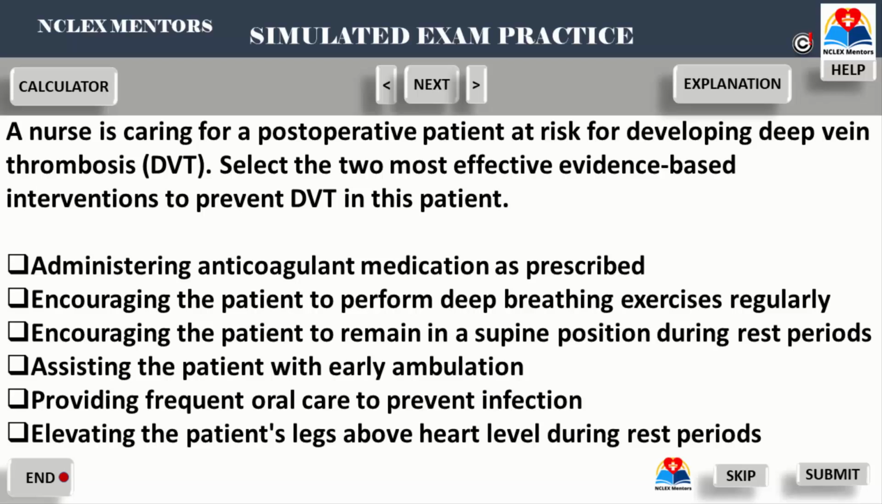Options: administering anticoagulant medication as prescribed, encouraging the patient to perform deep breathing exercises regularly, encouraging the patient to remain in a supine position during rest periods, assisting the patient with early ambulation, providing frequent oral care to prevent infection, elevating the patient's legs above heart level during rest periods.